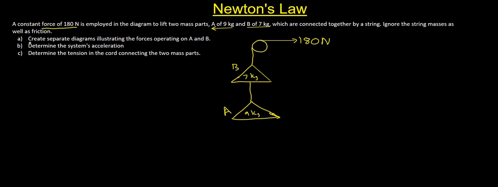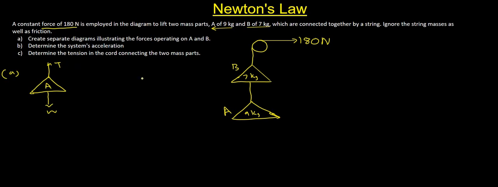So question number A states the following. Create separate diagrams illustrating the forces operating on A and B. In number A, we need to draw our force diagram. What are the forces acting on A? Here we have our diagram, diagram A. We have weight, which is acting downwards. And we have the tension from the string. Those are the two forces acting on diagram A.